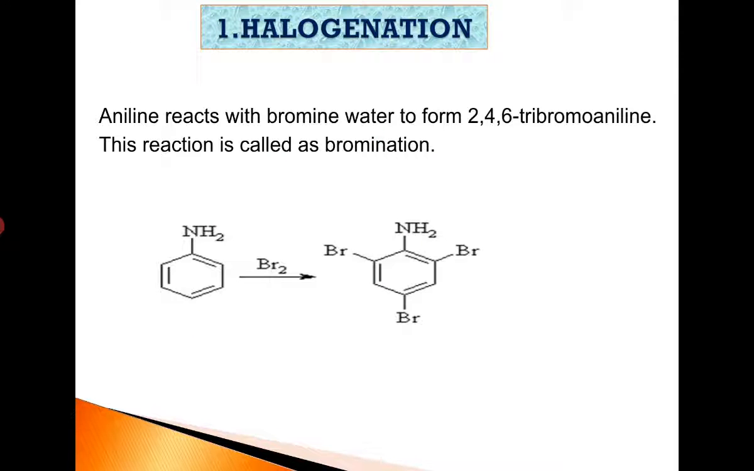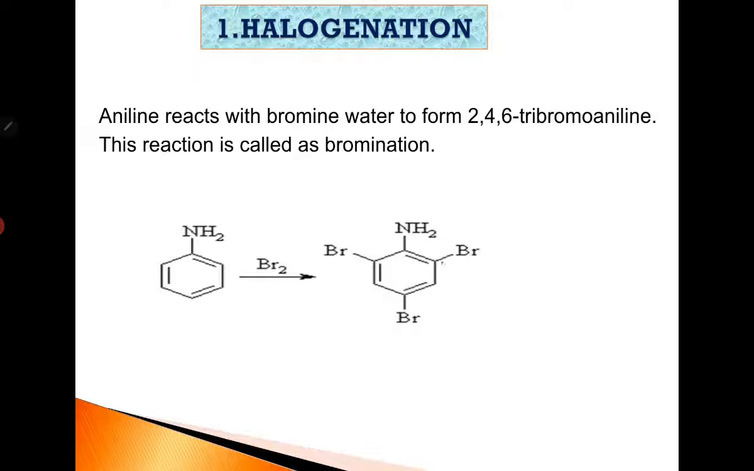Halogenation. Aniline reacts with bromine water to form 2,4,6-tribromoaniline. This reaction is called bromination, that is halogenation, meaning introducing a halogen atom into the ring. But when aniline reacts with bromine water, 3 bromine atoms are substituted at both ortho and para positions. That is, polysubstitution occurs.